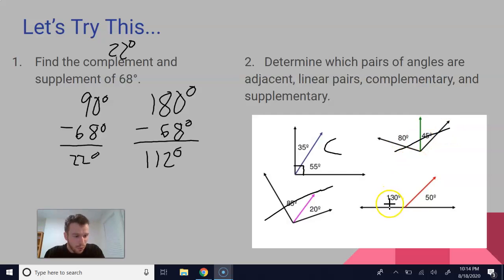For this one, we have a straight line. These two angles form a straight line, so they are a linear pair, and linear pairs are supplementary because 130 plus 50 is 180, so this is also supplementary.